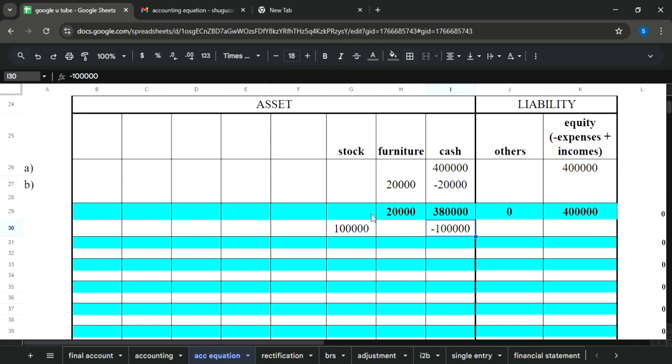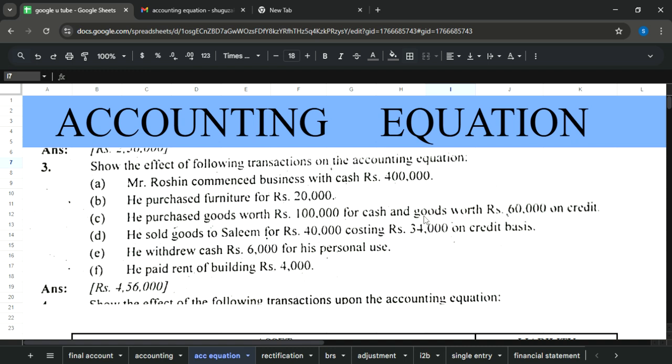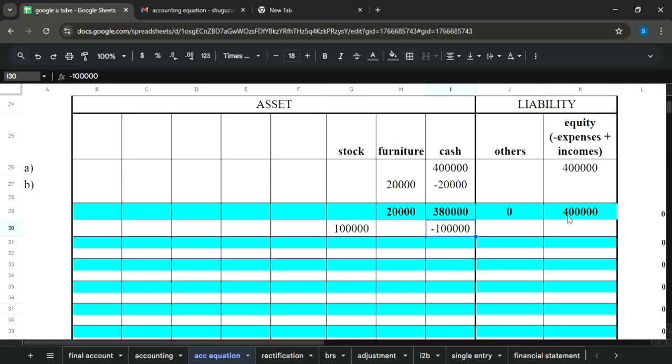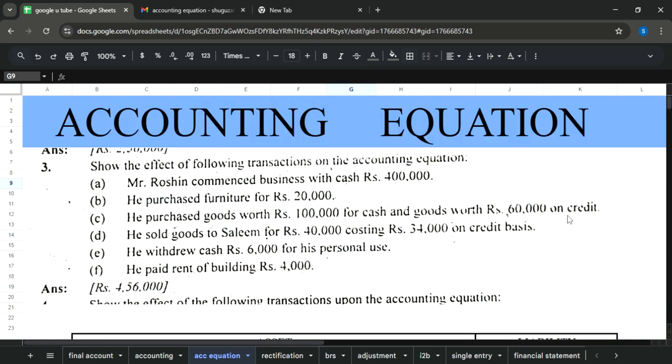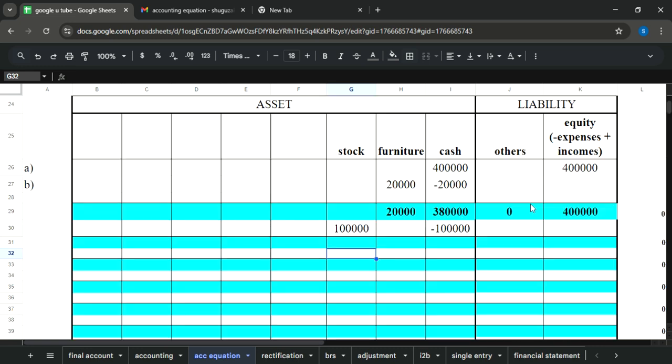Once again, look at here. And goods worth rupees 60,000 on credit. So again, goods are being purchased, but on credit. So there is one method. What you can do, you can add goods over here. But instead of that, we will separate these entries. Over here, what we have is goods of worth rupees 60,000 on credit.